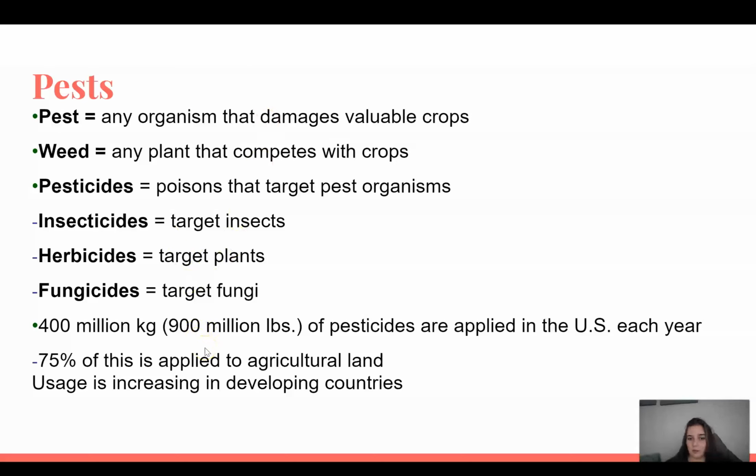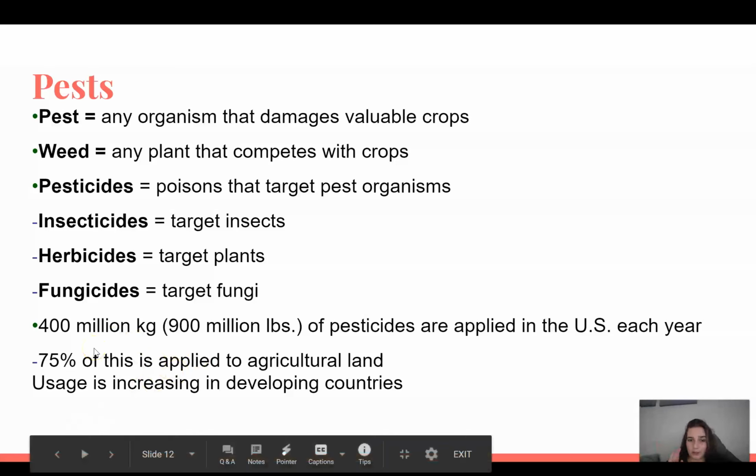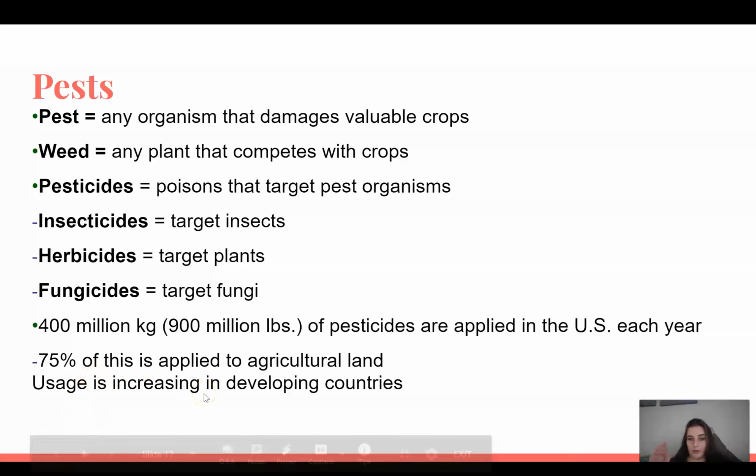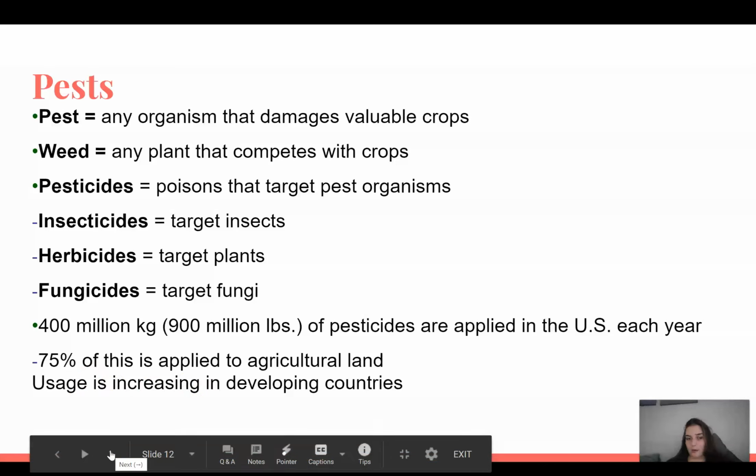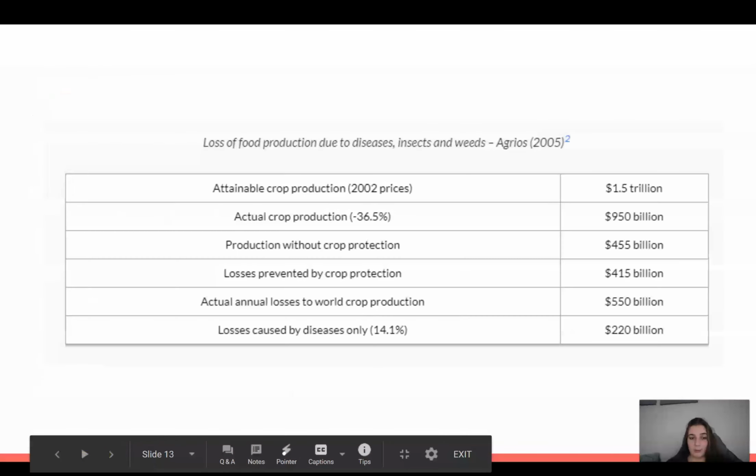And we use about 900 million pounds of pesticides in the United States each year, which is crazy. Just think about all the fossil fuels needed to transport those pesticides, let alone the environmental consequences of them. 75% of that 900 million pounds is applied to agricultural land, and more is added to that percentage over time. And usage of pesticides is also increasing in developing countries and not just in the United States. So it's becoming a much more common method of farming because it's easy and it gets rid of your pests or weeds as quick as possible. So it's a sad way to keep your farm alive.